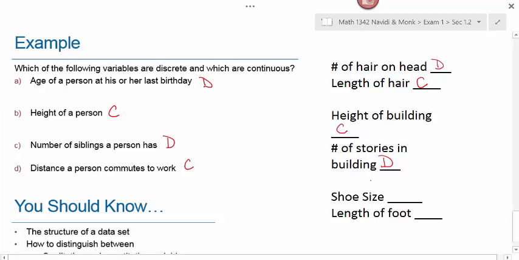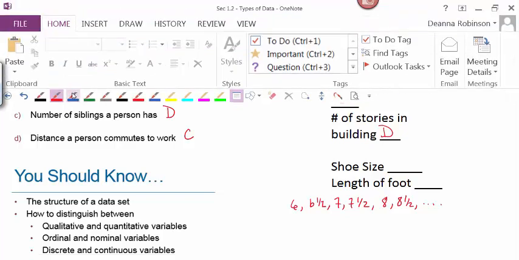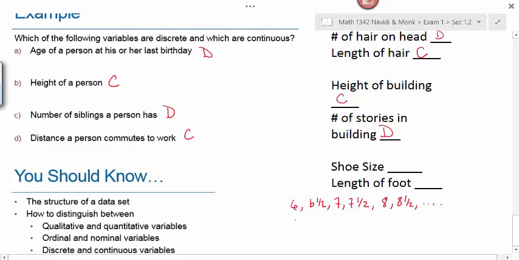Shoe size. Well, shoe sizes do come in half sizes, but it's possible to enumerate them. 6, 6.5, 7, 7.5, 8, 8.5, and so forth. There's nothing special about these shoe sizes other than that's what manufacturers have used for years and that's what we've grown accustomed to. But I could still enumerate these shoe sizes by just starting with an arbitrary number, 1, 2, 3, 4, 5, 6, and so forth. So shoe sizes, we would say, are discrete.